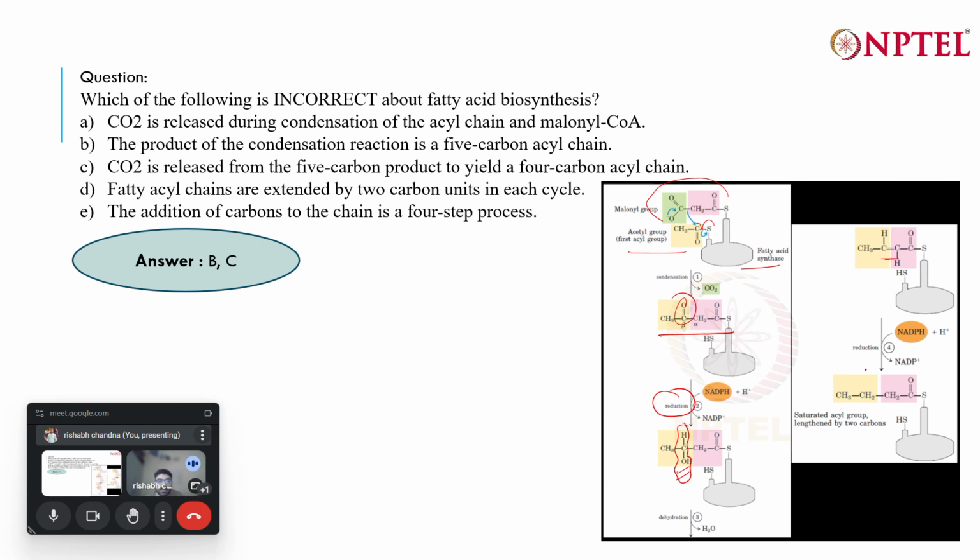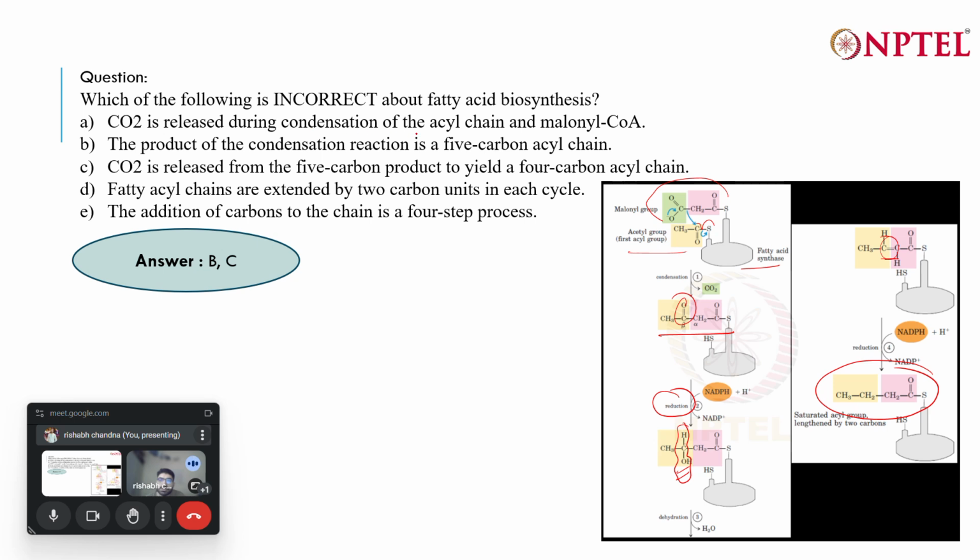Okay, then again reduction happens so that there is no double bond in between, and this is the 4 carbon saturated acyl chain. And here, after the malonyl group, two carbons are added. So likewise, two carbons are added after each other from the acetyl coenzyme A. Okay, so let's see the options.